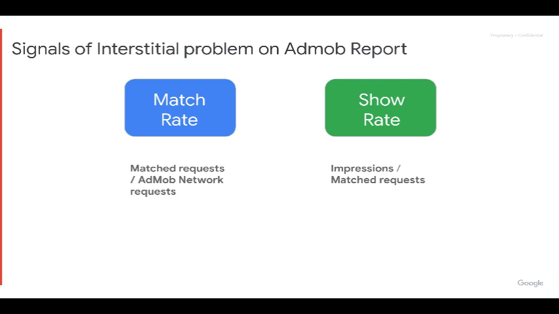Show rate is the percentage of returned ads that were displayed in the app to the user. For example, if your show rate is 25%, it means that only one quarter of the ads that the app is given is actually shown to a user and counts as an impression.